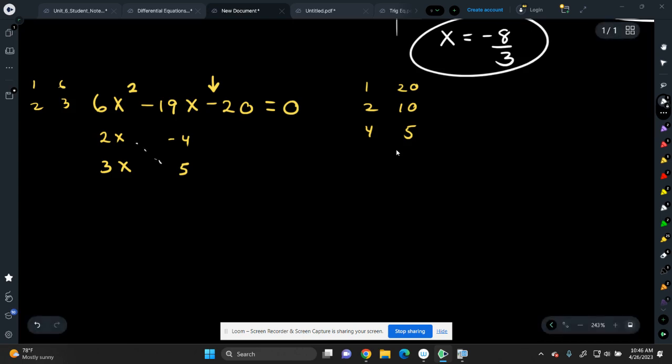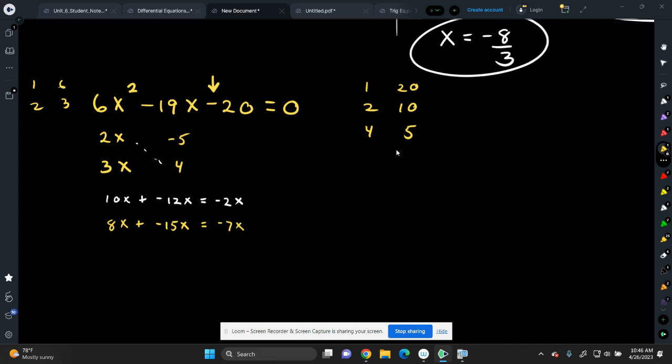Good. So we get 10x plus negative 12x. So that didn't work. It's not even close. So let's switch the 4 and 5. I'm going to switch the 4 and 5. Let's see, I get 8x plus negative 15x, and that's not even close either. Okay. We got your 6 and 1. Yeah, let's try the 6 and 1. The 2 and 3 doesn't look good, does it?